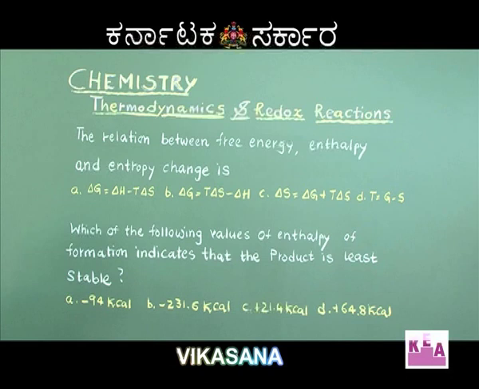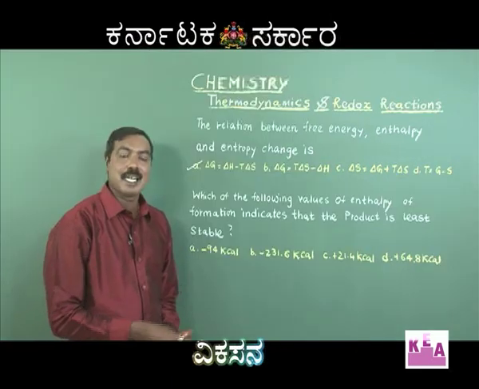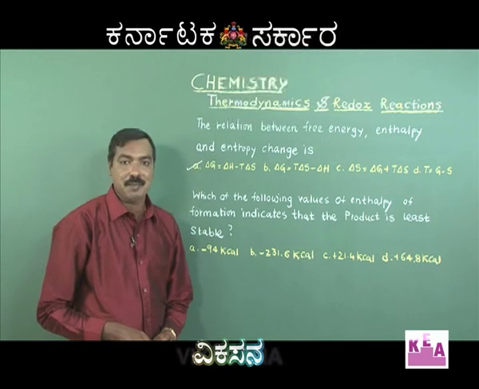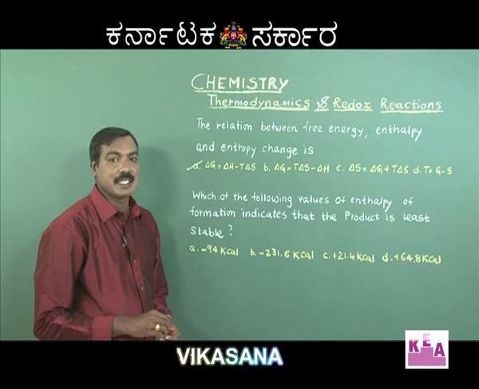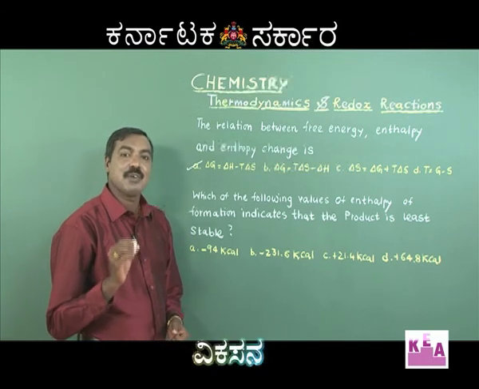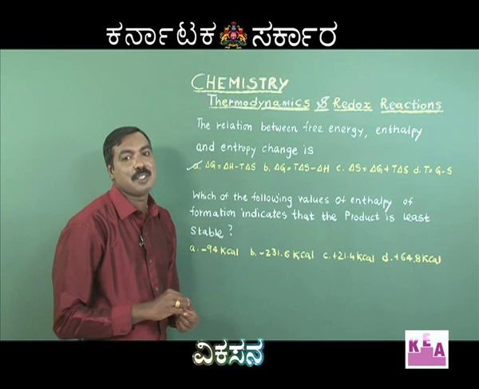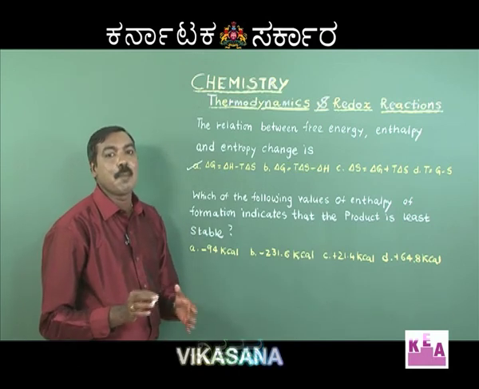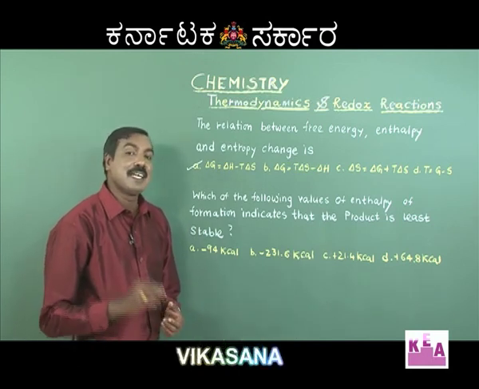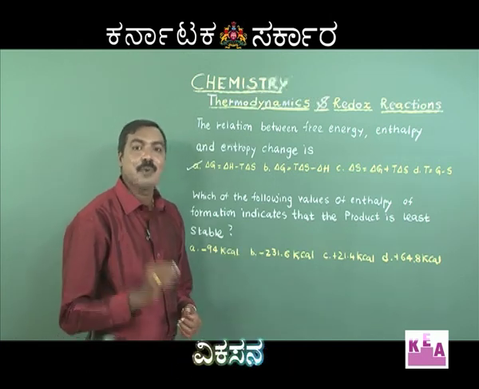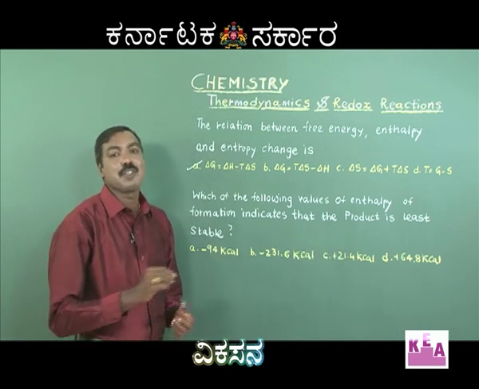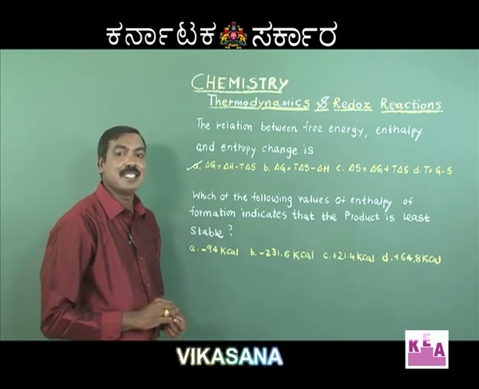The next question. Which of the following values of enthalpy of formation indicates that the product is least stable? There is an underlying statement for enthalpy of formation. For stability of the compounds, a general and basic rule is, greater the negative value of enthalpy of formation of the compound, more stable is the compound.